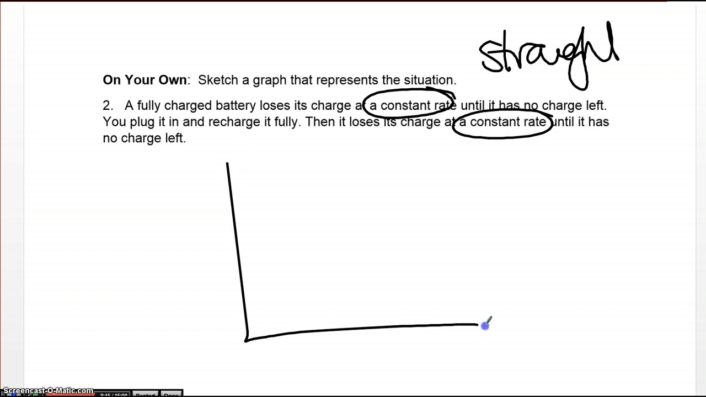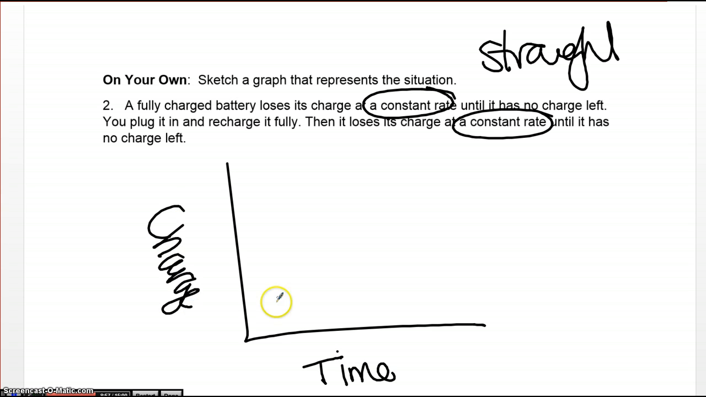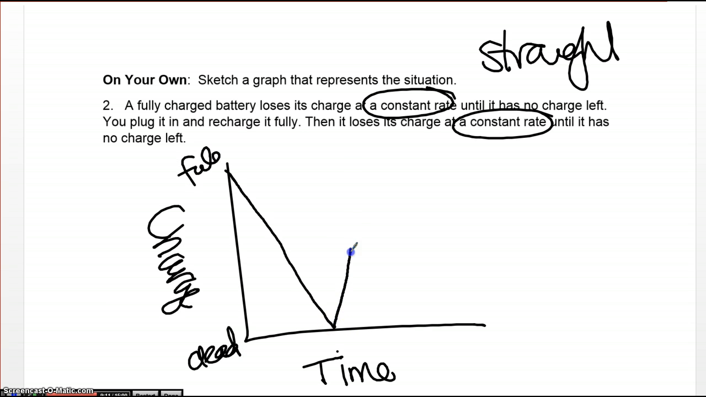Okay, I need to set up my graph. I need to label my axis. Time is usually going to be on the bottom. Not for all of them, but for most. And I'm going to put cell phone charge on my vertical axis. So a fully charged battery, which means it's charged all the way, so I'm starting up here, loses its charge at a constant rate until it's dead. This is dead and this is full charge. Then I plug it back in and it gets full charge.